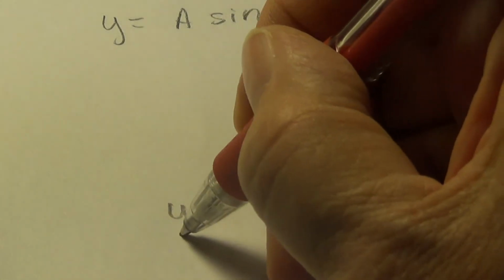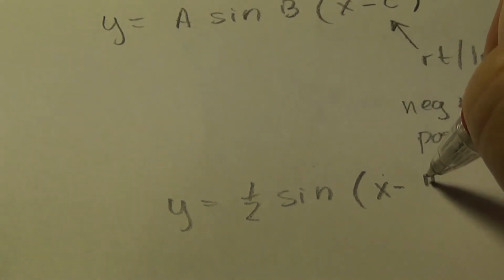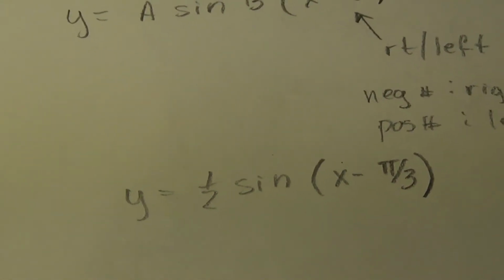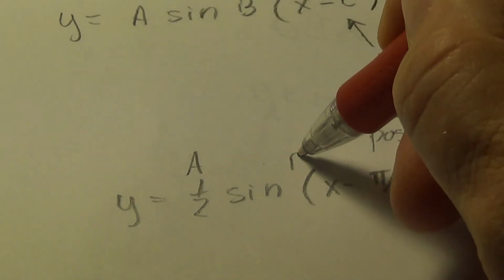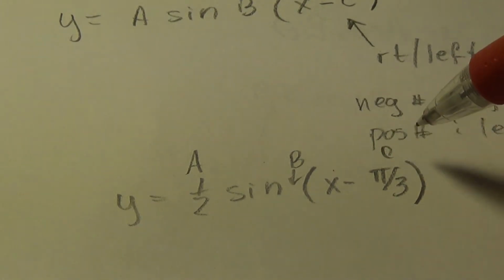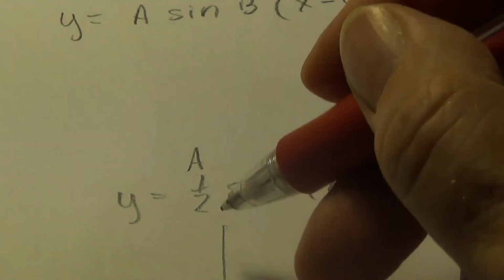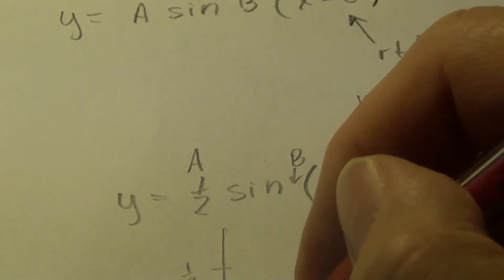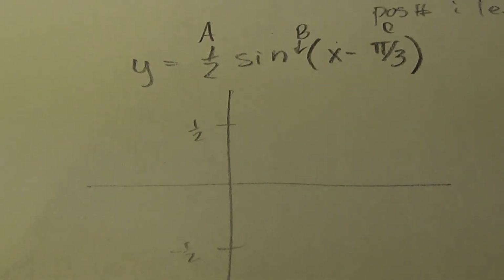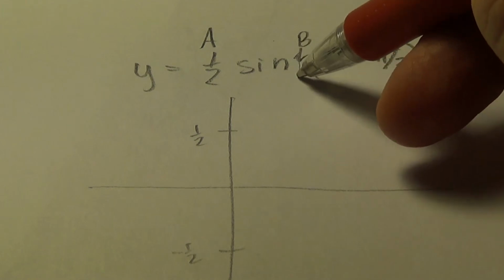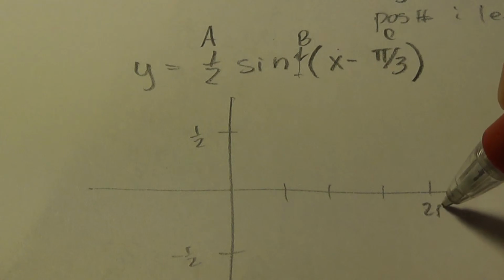So let's do one and see how that works. I'm going to do y equals 1/2 sine of x minus pi over 3. And so we're going to look at all three spots. This is my A spot, this is my B spot, and this is my C. So the A is the amplitude. So I'm going to go up to 1/2 and down to minus 1/2 at the highest part of the wave and at the lowest part of the wave. My b is just a 1, so the period is unchanged. It's the normal period of 2 pi radians.